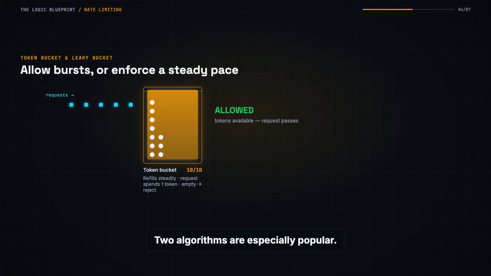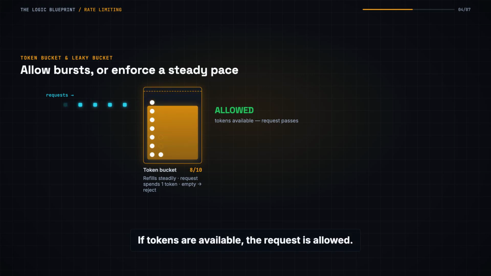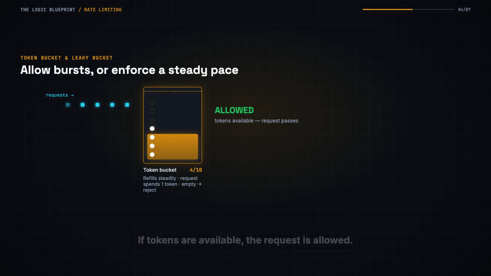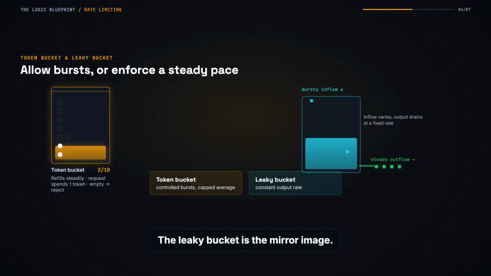Two algorithms are especially popular. The token bucket holds tokens that refill at a steady rate. Each request spends 1 token. If tokens are available, the request is allowed. If the bucket is empty, it is rejected. The clever part is that a full bucket lets a client make a short burst, while the refill rate caps the long-term average. The leaky bucket is the mirror image.